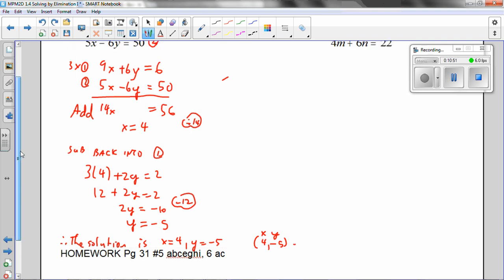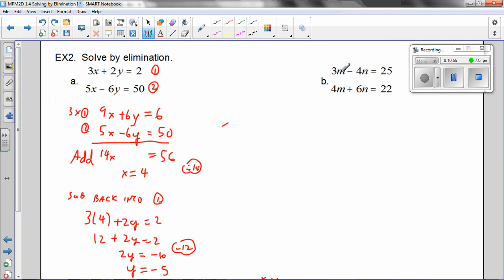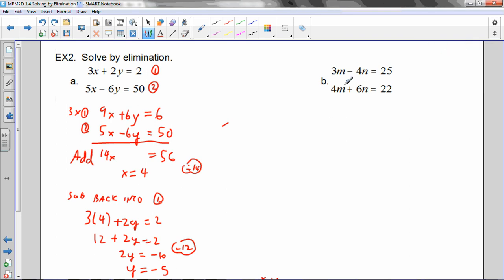B. Now, B isn't as easy because if I multiply this by some number, the coefficients won't line up nicely. I just had to multiply equation 1 by 3 and it all worked out, but it's not that easy here. So what am I going to have to do? I'm going to have to multiply both of these equations. If I call this equation 1 and this equation 2, I can multiply both equations. And am I allowed to do that? Absolutely.